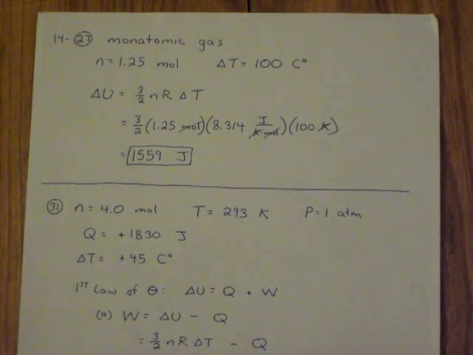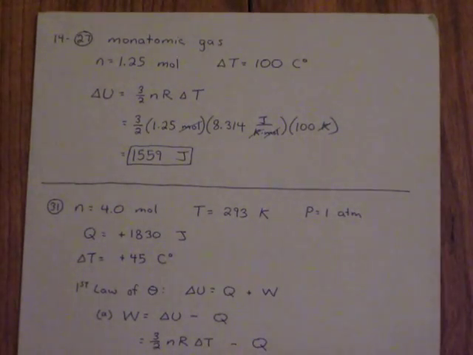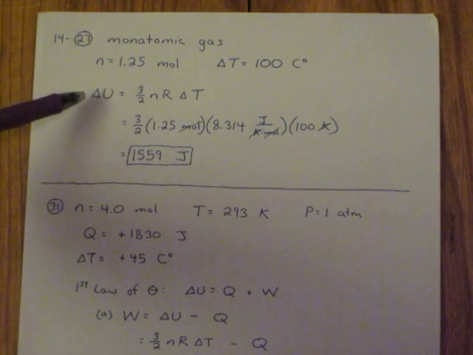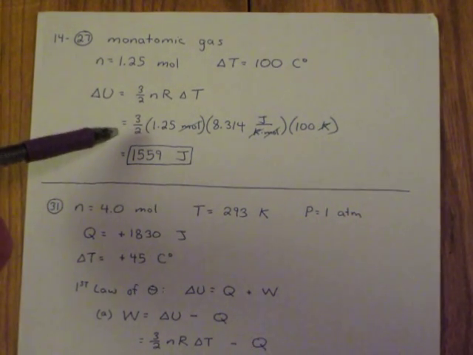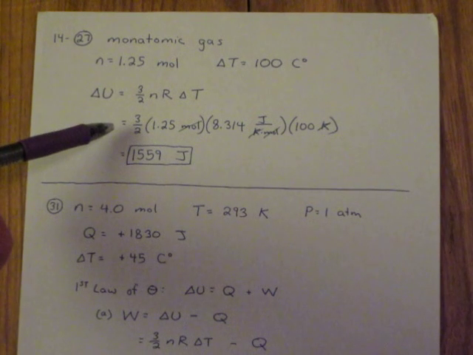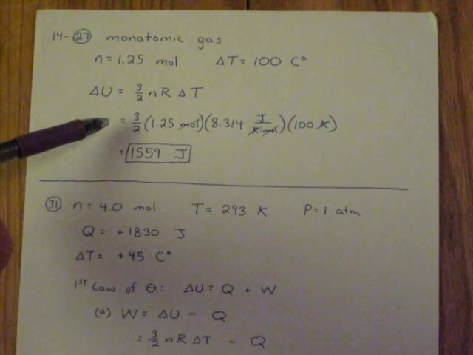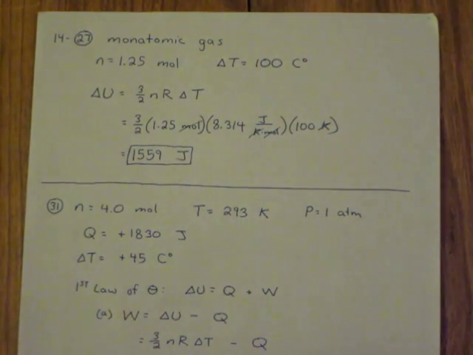We have N equals 1.25 moles. Change in temperature is 100 Celsius degrees, or you could call that 100 Kelvin. So if we want to know the change in internal energy, that means we're looking for delta U. And we remember that delta U is 3/2 nR delta T. So we just plug in the numbers. 3/2 times 1.25 moles times 8.314 times 100 Kelvin, and that gives an answer of 1559 joules.